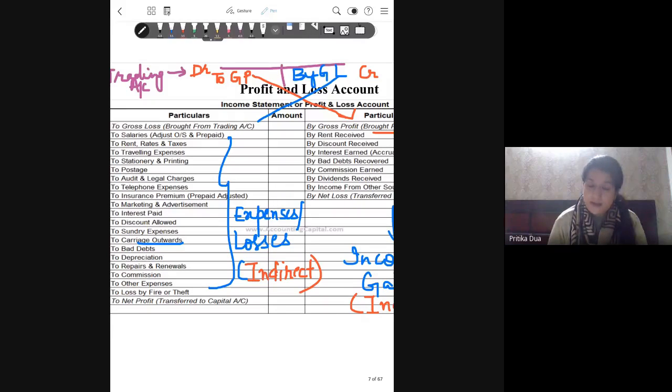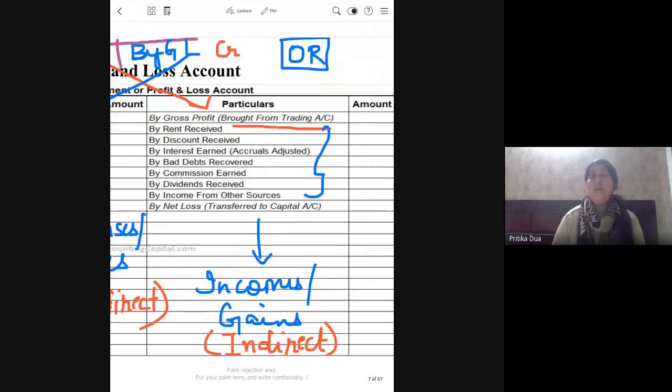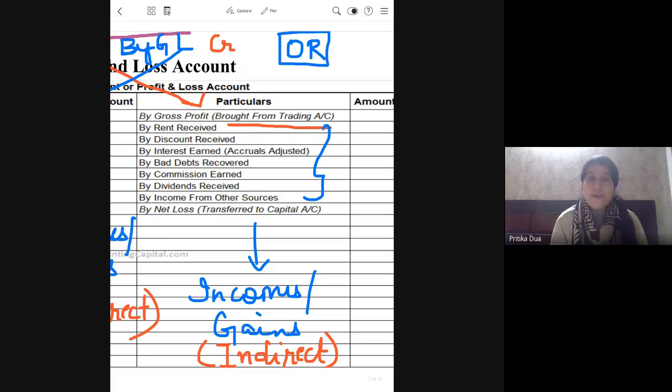So from the expenses, we move to the incomes. I will just zoom in here now. On the credit side, as I told you, we start with the gross profit that has been brought from the trading account. And now we have a look at the incomes that can be earned by the business. तो आपके बिजनेस के पास एक्स्ट्रा प्रॉपर्टी थी, आपने वो रेंट पर दे दी. The rent received on that extra property becomes rent received. Income for the business appears on the credit side.